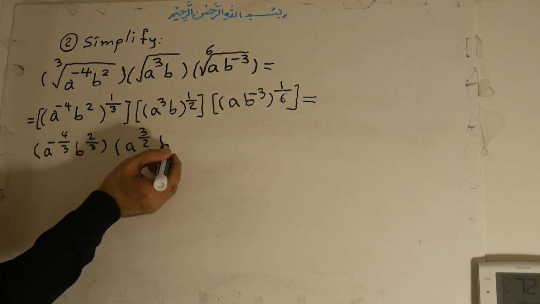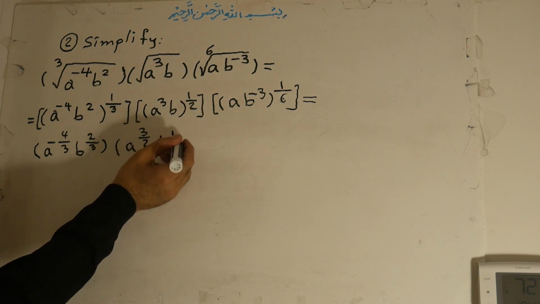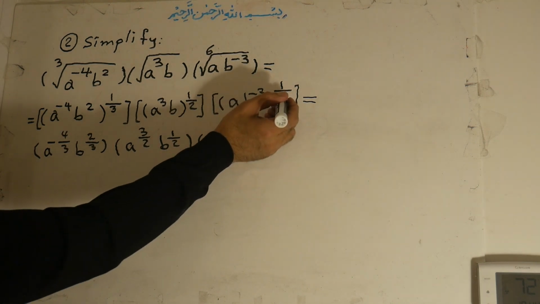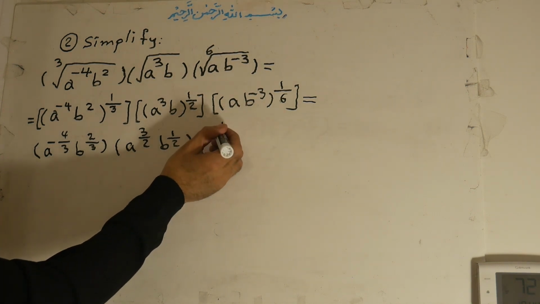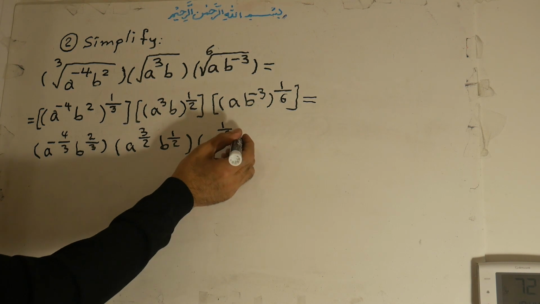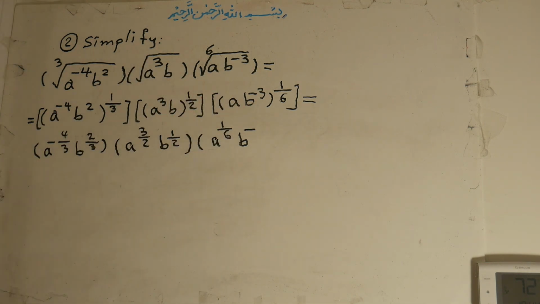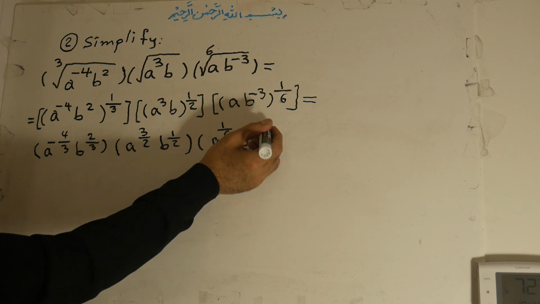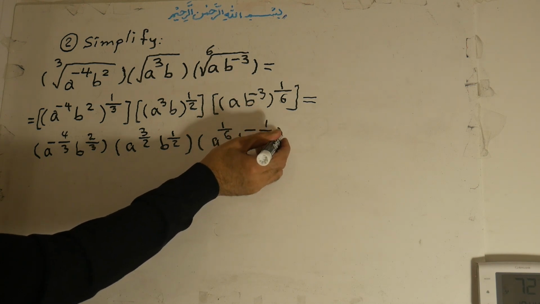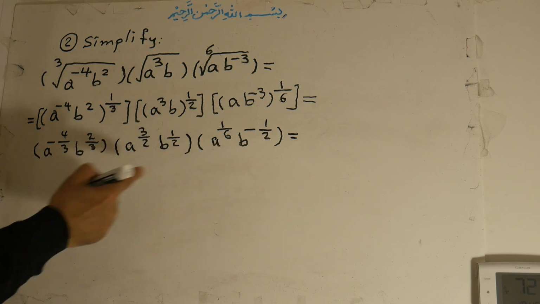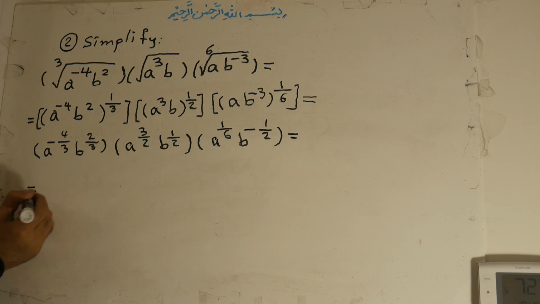b to the power of 1 times 1 over 2, 1 over 2, and times a to the power of 1 over 6, times b to the power of positive times negative is negative 3 over 6. We cancel 3 with 3. We reduce that one to 1 over 2, negative 1 over 2.